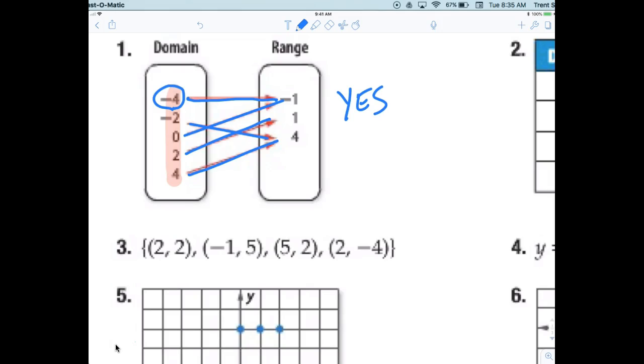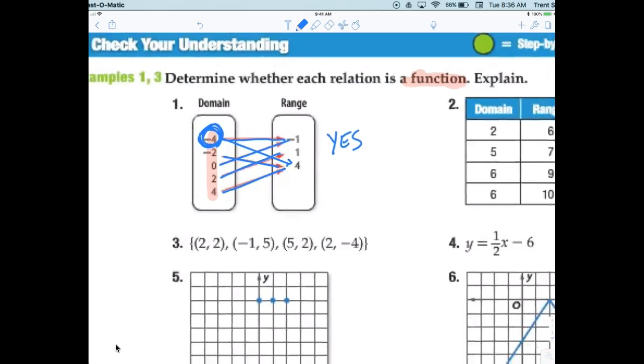Now let me explain to you when it's not a function. Look right here. If I say -4 goes to -1, and -4 also goes to 4, is it a function now? No, because this x value goes to how many y's? It goes to 2. Every x can only have what? One y. Can every x have the same y? Yes. Every x can have the same y, but every x can only go to one y. So this is a very easy definition. Number one is yes.